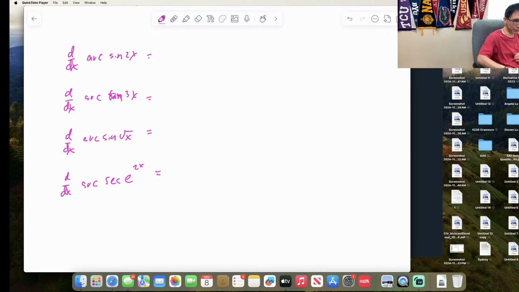So we're gonna speed run this. The first one is gonna be what? 2 over 1 minus 4x squared. Is that right? Second one is gonna be 3 over 1 plus 9x squared. Is that okay?